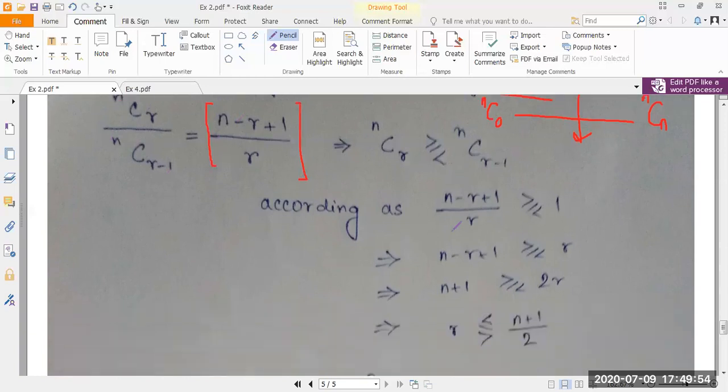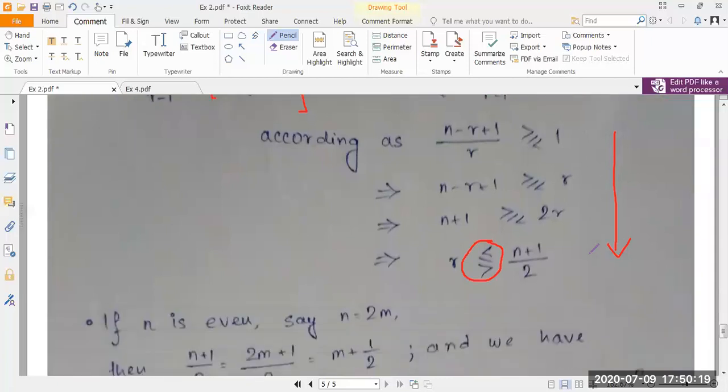Now I've simplified the value of this fraction. So n minus r plus 1 by r greater than, equal to, less than 1. If I simplify it, the condition boils down to r less than, equal to, greater than n plus 1 by 2. Please note that there has been an alteration in the direction of the less than, equal to, greater than signs. So when you do this solution, please check that you have the correct direction.